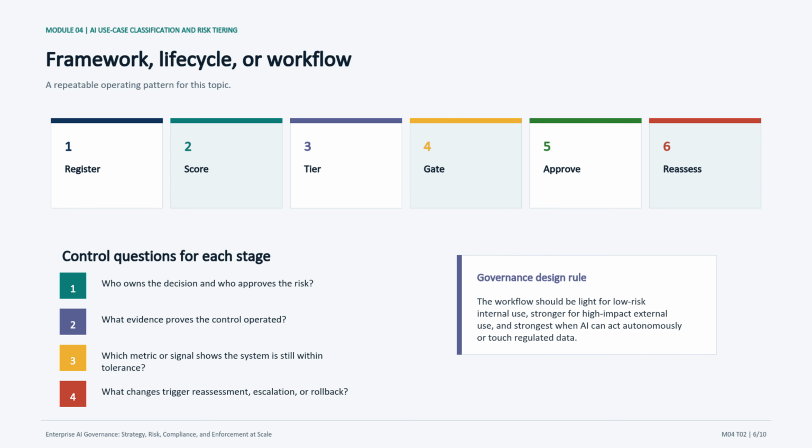Who owns the decision? What evidence proves the control operated? What signal shows the system is still within tolerance? And what change would trigger reassessment? The design rule on the right is the practical point.